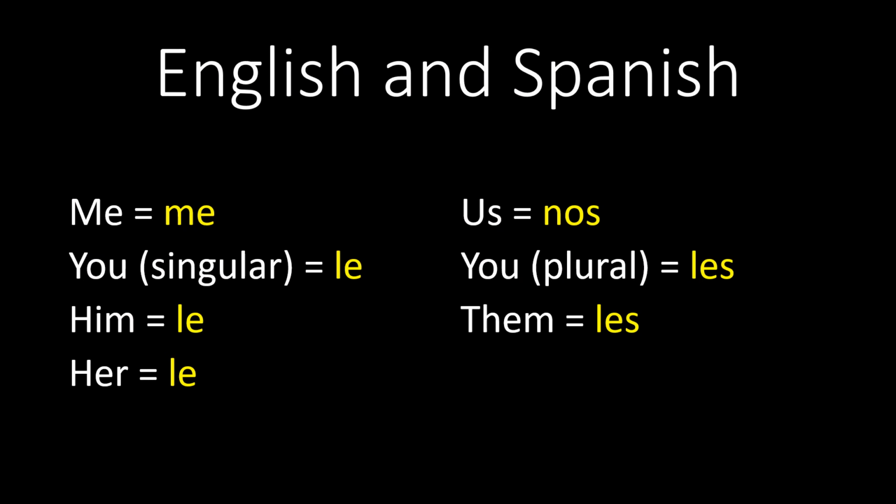And here are their equivalents in Spanish. Me or to me will be me. You or to you, le. To him, le. To her, le. To us, nos. To you guys, les. To them, les.